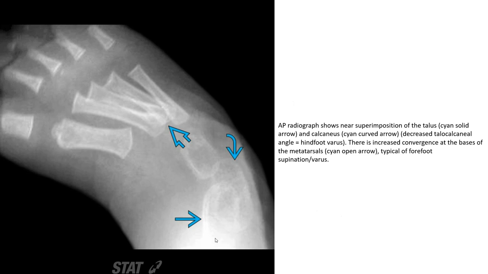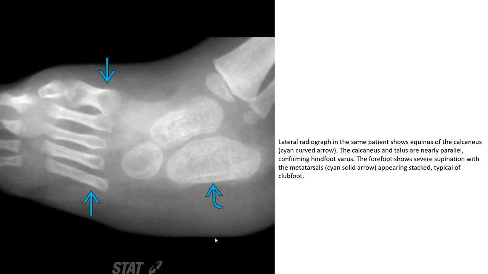AP radiograph shows near superimposition of the talus and calcaneus. There is increased convergence at the base of the metatarsals, typical for forefoot supination varus. Lateral radiograph in the same patient shows equinus of the calcaneus.